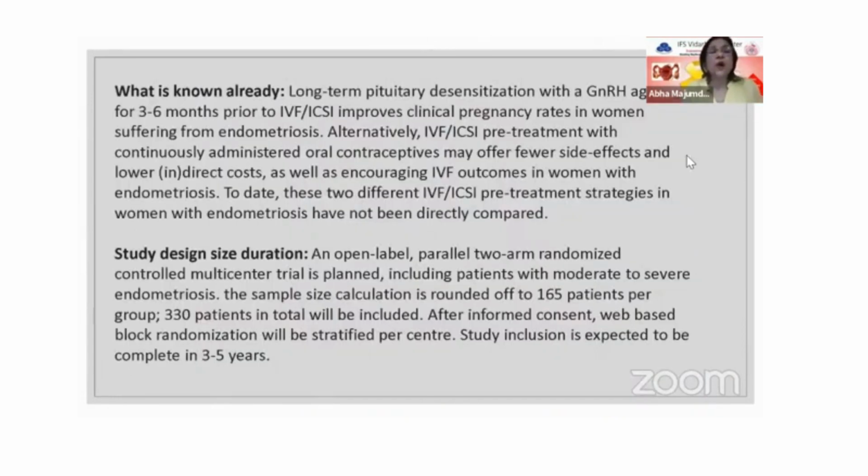And what is known already? What did they say? That we all know that long-term pituitary desensitization with a GnRH-agonist for 3 to 6 months prior to IVF ICSI improves clinical pregnancy rates in women suffering from endometriosis, even though it reduces the response. Alternatively, IVF ICSI pre-treatment with continuously administered oral contraceptives may offer fewer side effects and lower indirect cost, as well as encouraging IVF outcomes in women with endometriosis. To date, these 2 different IVF ICSI pre-treatment strategies in women with endometriosis have not been directly compared.